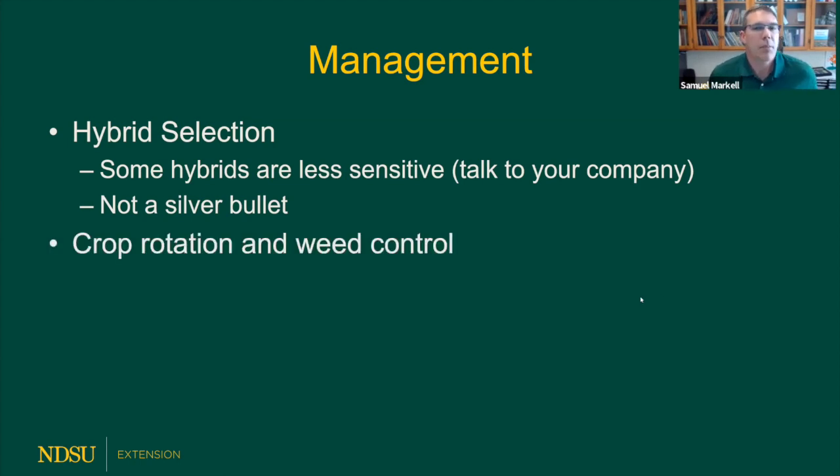The second thing is crop rotation and weed control. Sunflower growers are really good about longer crop rotations. I mean, many of them are at 4 years. This is really good. You're not going to get much better than that. Just remember, good weed control matters because the pathogen can survive on volunteers and some weeds.